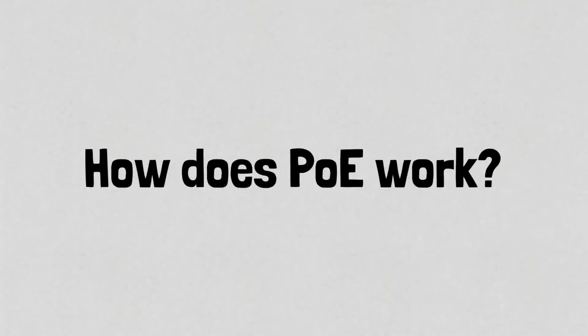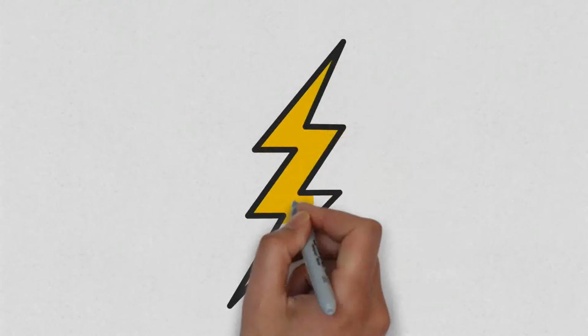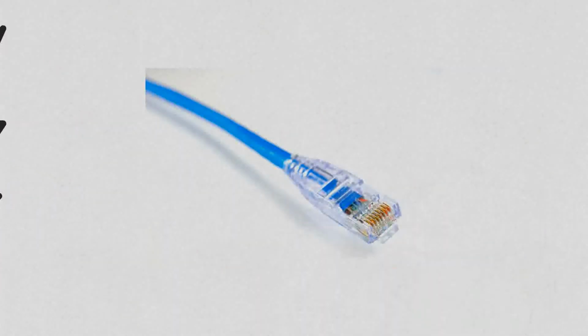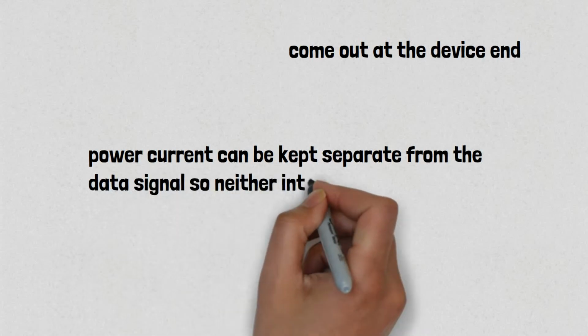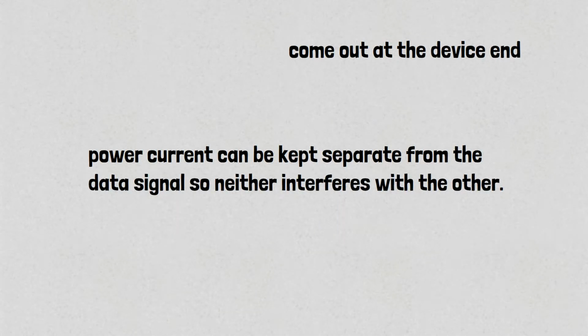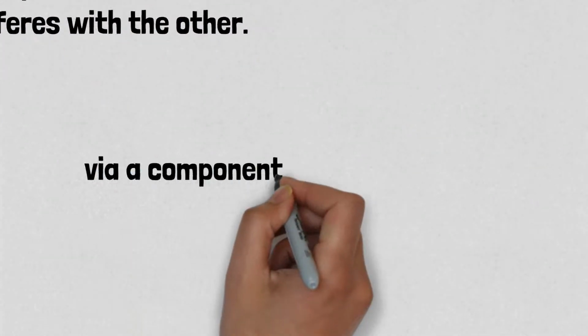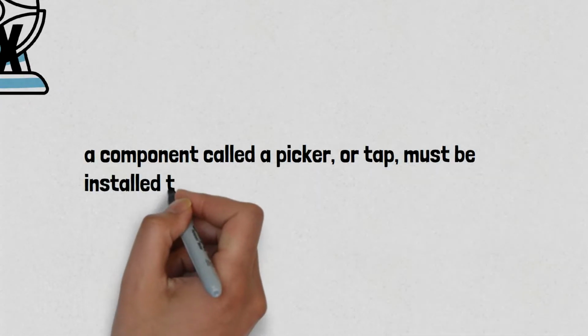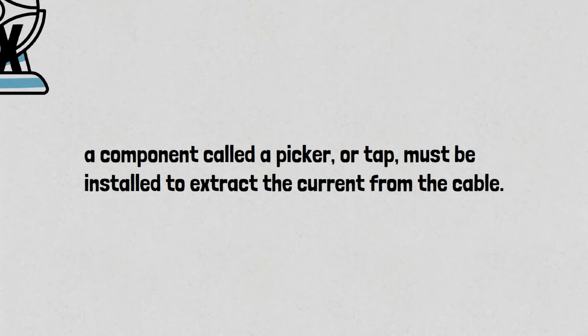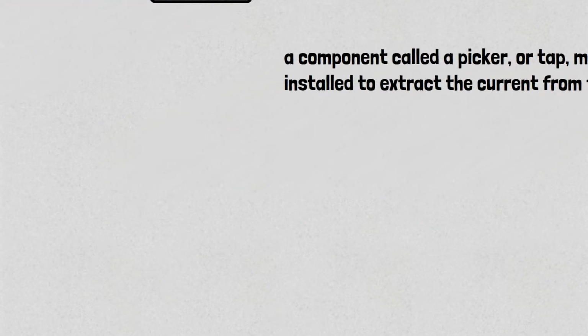How does PoE work? For PoE to work, the electrical current must go into an Ethernet data cable at the power supply end and come out at the device end. With Ethernet, the power current can be kept separate from the data signal so neither interferes with the other. Current enters the Ethernet cable via a component called an injector. If the device at the other end of the cable is PoE compatible, it will function properly without modification. If it is not PoE compatible, a component called a picker or tap must be installed to extract the current from the cable. This picked-off current is routed to the power jack.